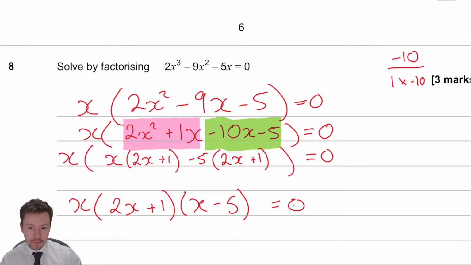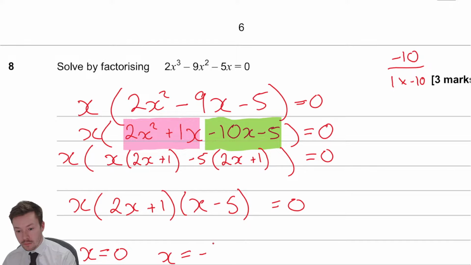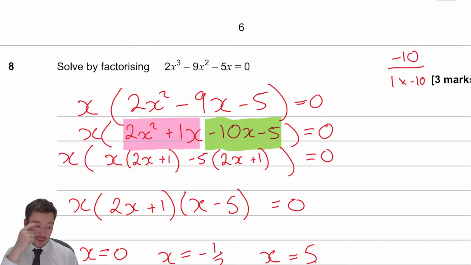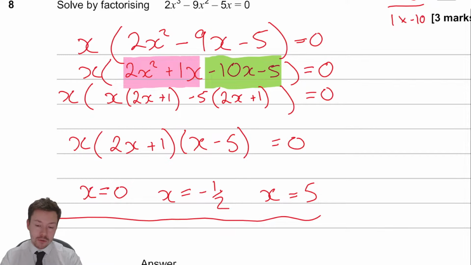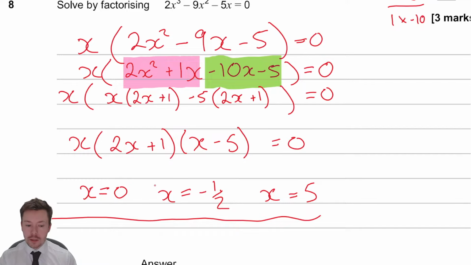Okay. Now, it says solve, so we're not quite finished because we then need to get x is 0, or 2x plus 1 is 0, so we get x is minus a half, or we have that x is 5. Make sure with every question you check the wording at the end just to make sure they haven't finished or anything like that. Yeah, but there are answers there at the end. If it said factorise, then that previous line would have been it. But solve, we've got to get the solutions. We've got to get x equals.